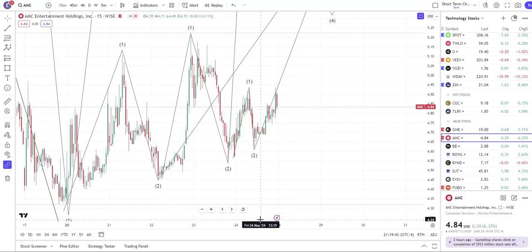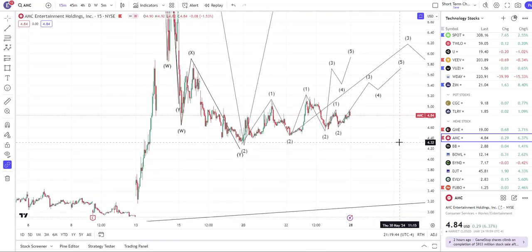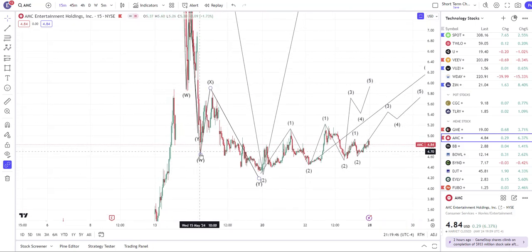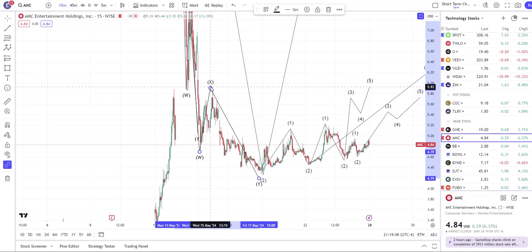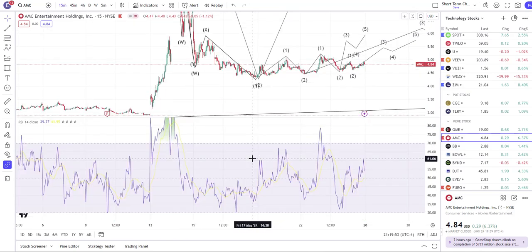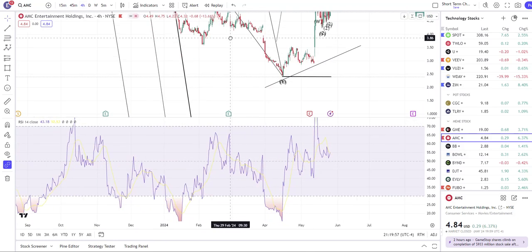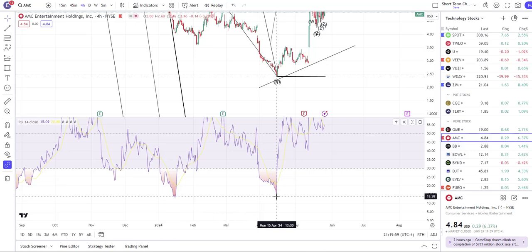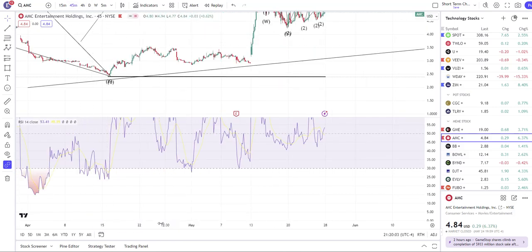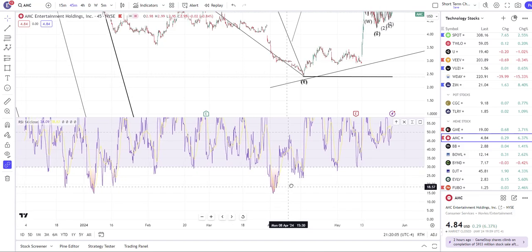AMC's a different chart, guys. AMC actually, like GME, ended the correction here, imbalanced, and made another low in Y here, and finished out. Again, if I go to the 4-hour here, you could see massive RSI reset here. 45-minute, I believe, is a little bit different.